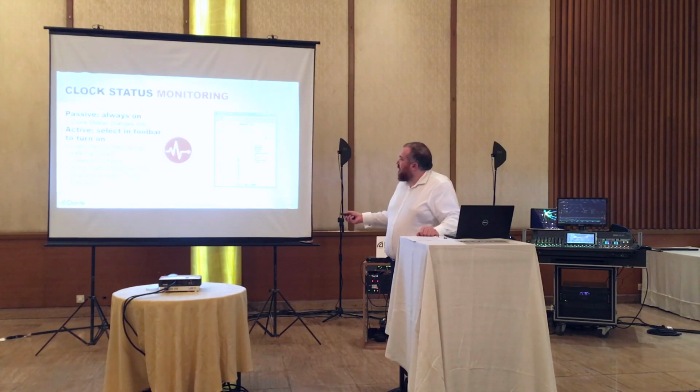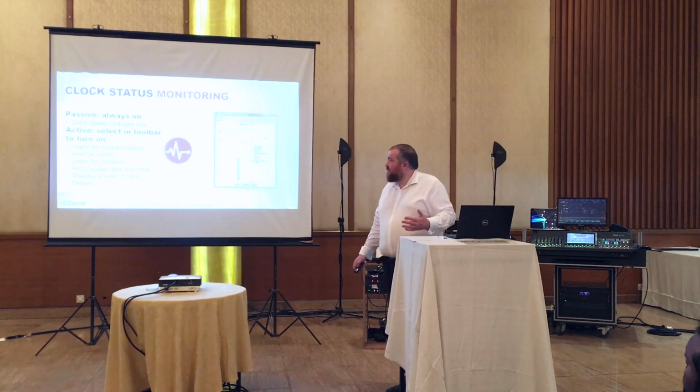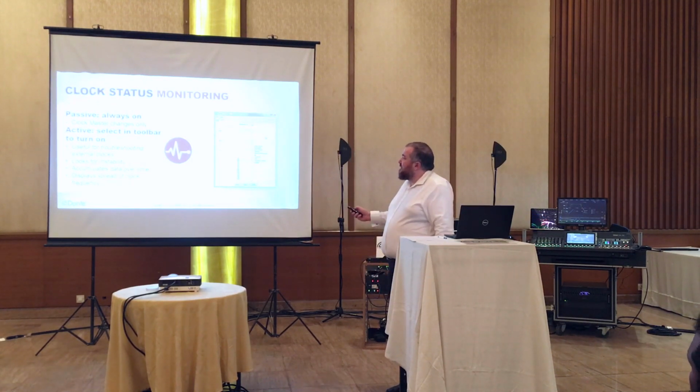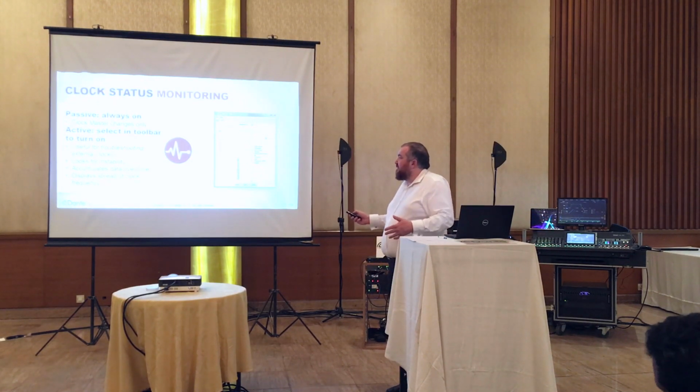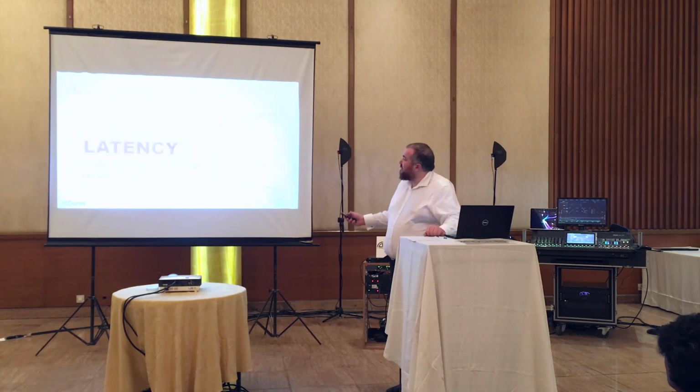To turn active clock monitoring on, we can turn this on in the toolbar in Dante Controller. It's useful for checking logs on external clocks. It will tell you whether a clock has gone bad or not. Basically, it will log data over time, and you can have a look at multiple things about clock spreads.